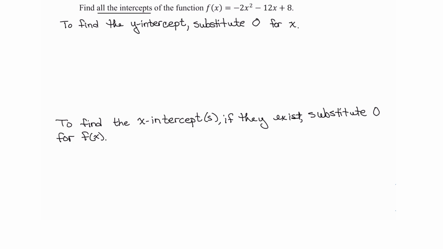So to find the y-intercept, we substitute 0 for x in the function and simplify. So f of 0 is equal to negative 2 times 0 squared minus 12 times 0 plus 8. And that gives us the ordered pair: 0 went in for x, 8 came out for y. So 0, 8 is the y-intercept for our function.